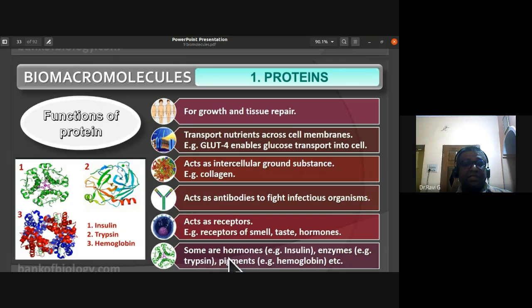Some of the hormones are proteinaceous, for example insulin. Most of the enzymes are made up of protein, for example trypsin. Most of the pigments are also made up of protein, like hemoglobin. So proteins are present in hormones, enzymes, and pigments. These are all the functions of proteins. Proteins also act as receptors of smell, taste, and hormones.